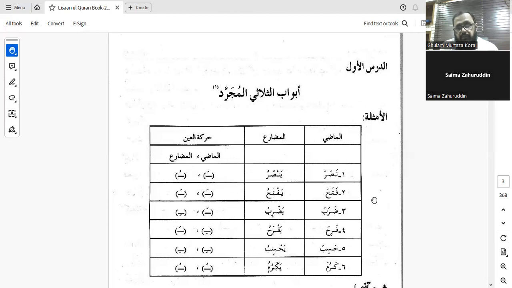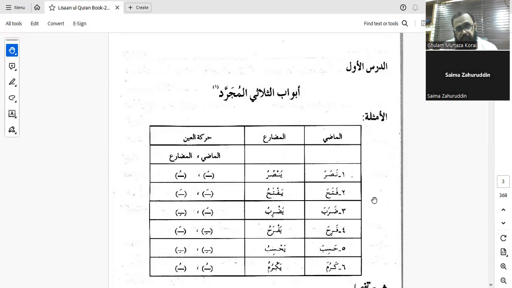And when we talk about chapter number 4, either it is Alima Ya'lamu or Fariha Yafrahu. So what is the distinction mark? Kalimatul Ain of Mazi takes Kasra, and Kalimatul Ain of Muzari takes Fatha. So that becomes Fariha Yafrahu or Alima Ya'lamu. And chapter 5 is Hasiba Yahsibu. The Kalimatul Ain of Mazi and Kalimatul Ain of Muzari both take Kasra. So this is chapter number 5.